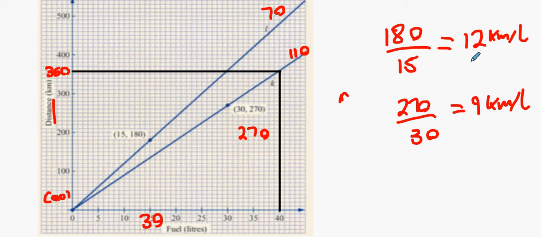The other one should be 480. Let's find out. Straight up. Hits it. Go straight across. What you get? 480. Is that alright? Difficult question.